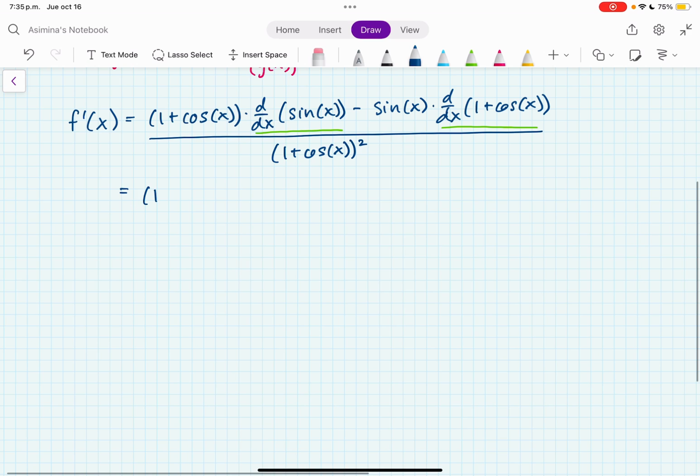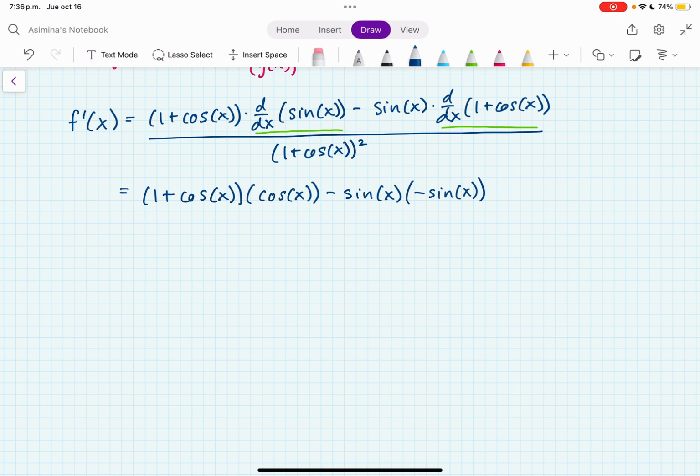So we have 1 plus cosine of x times the derivative of sine of x, which is cosine of x, minus sine of x times the derivative of 1 plus cosine of x. Well, the derivative of 1 is just 0, and the derivative of cosine of x is minus sine of x. And so I'm not going to square the denominator yet. I'm just going to leave it as 1 plus cosine of x squared, and I'm going to simplify the numerator.